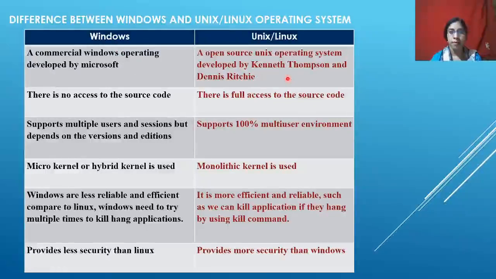Whereas Unix was developed by Kenneth Thompson and Dennis Ritchie. There is no access to the source code in Windows, whereas in Linux there is full access to the source code. Windows supports multiple users and sessions, but it depends on versions and editions. On the Unix Linux side, it supports 100% multi-user environments. Unix Linux is very famous for multi-user environments, and it is mostly used in networking environments.